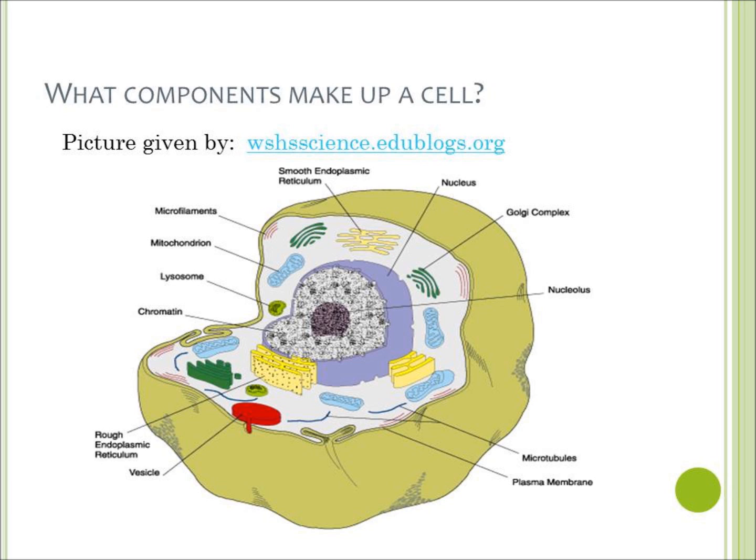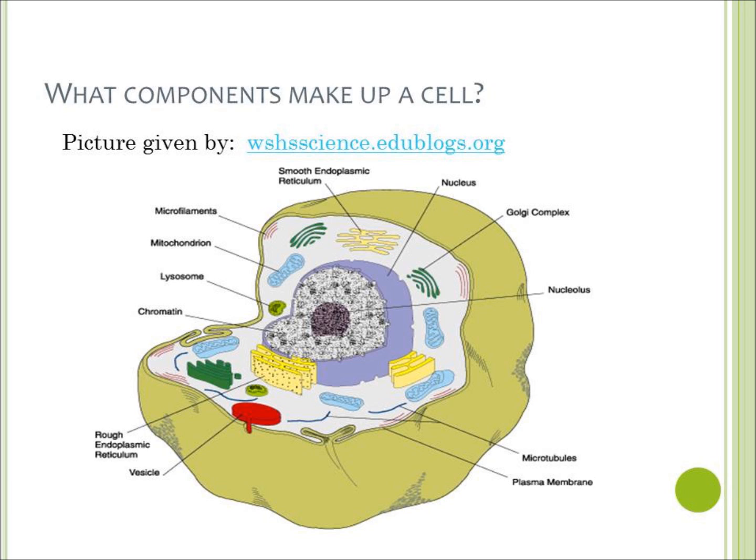The rough endoplasmic reticulum is at the bottom. How to remember that is it's got the little spots on it, which makes it almost look like it is rough. So that's why they call that the rough endoplasmic reticulum. The vesicles are right there in the bright red at the bottom. The lysosome is the lime green little jelly bean looking thing to the left and on the bottom of the nucleus. And then, of course, you have the microfilaments.